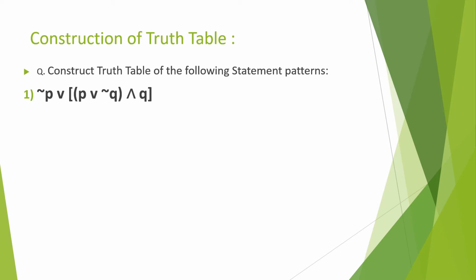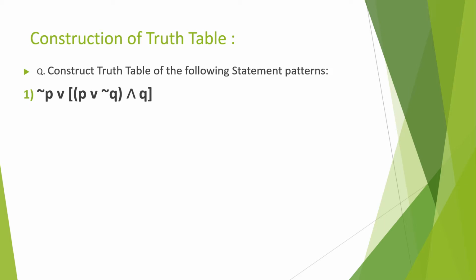To construct a truth table, first find out the number of atomic statements. If a truth table contains only one atomic statement, then it has only 2 rows. If it contains 2 atomic statements, then it has 4 rows. And if it contains 3 atomic statements, then it has 8 rows. Now let's consider this example.